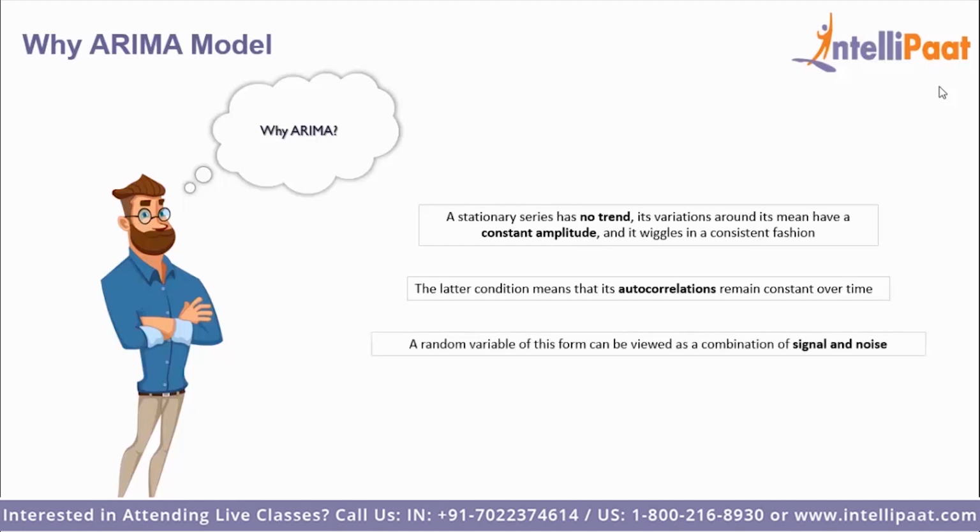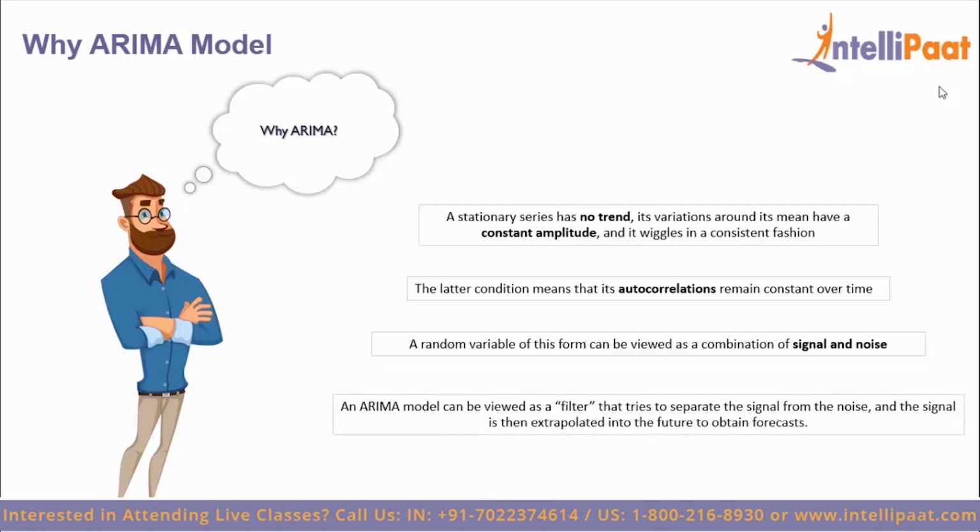A random variable of this form can be viewed as a combination of signal and noise, and the signal could be a pattern of fast or slow mean reversion, or sinusoidal oscillation, and it could also have a seasonal component. An ARIMA model can be viewed as a filter that tries to separate the signal from the noise, and the signal is then extrapolated into the future to obtain forecasts.